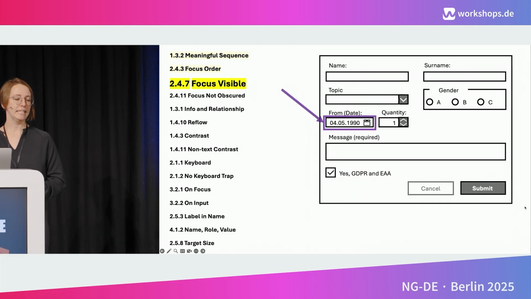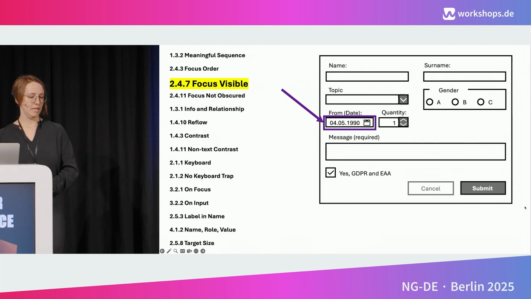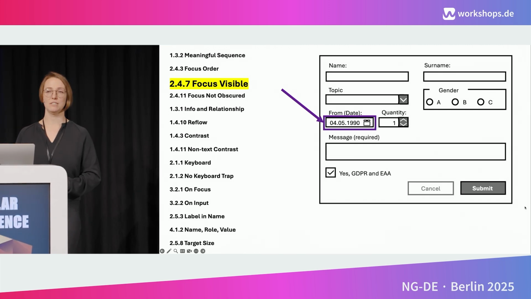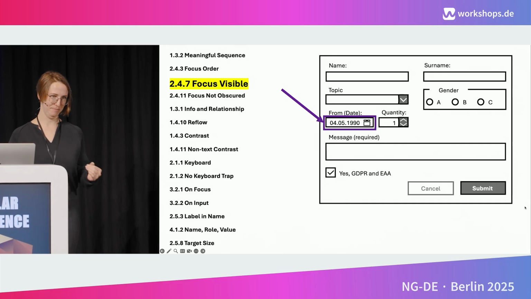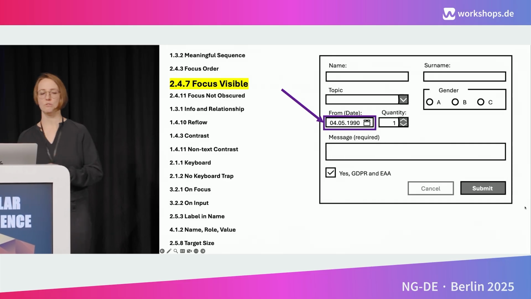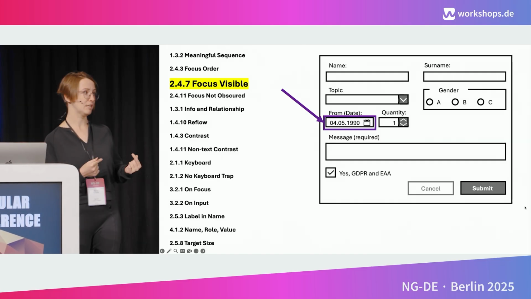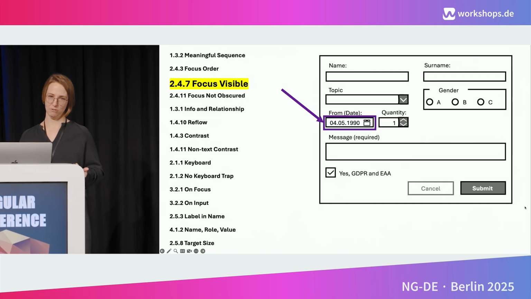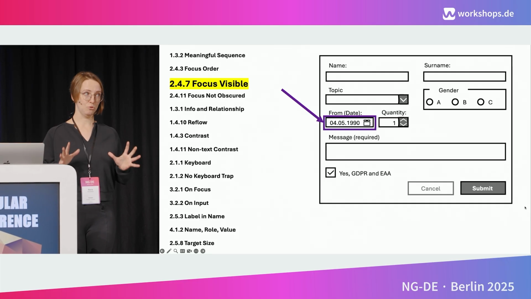Next one. It's not only that the focus has to be logical or meaningful, it has to be visible. And for that, you have to style your outline and never, never, never use none. What you can do, you can use box shadow additionally, and you could set your outline to transparent so that you have a fallback solution for example, high contrast mode. But never, never use none, please.